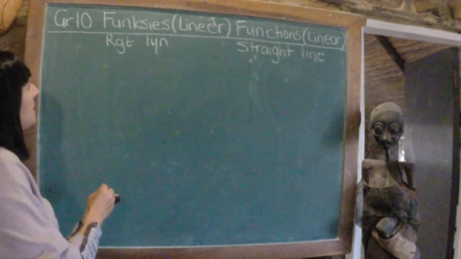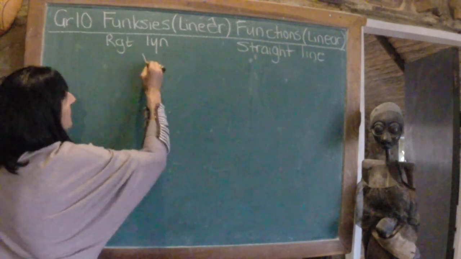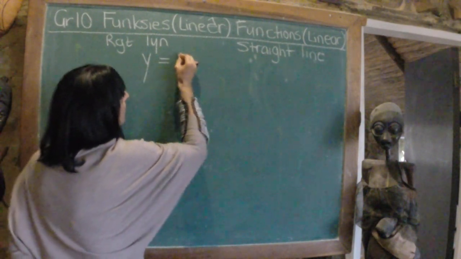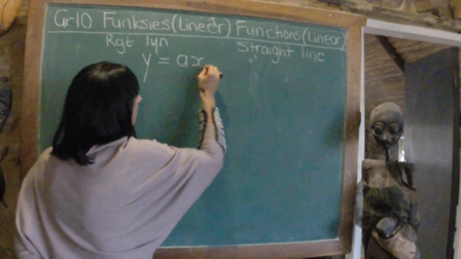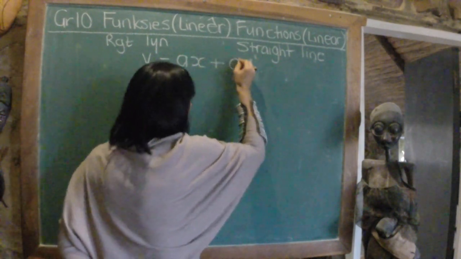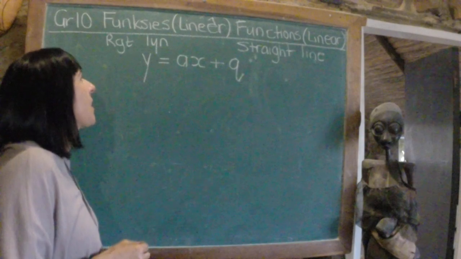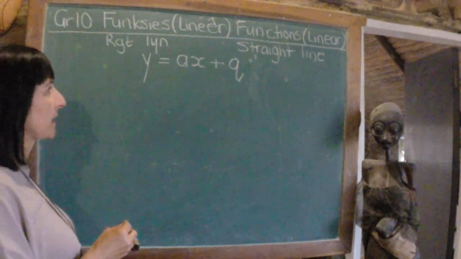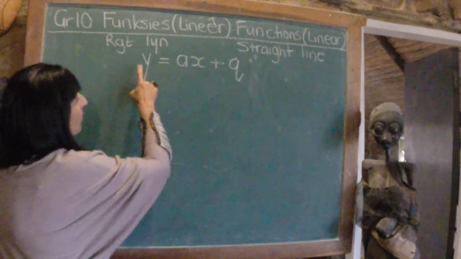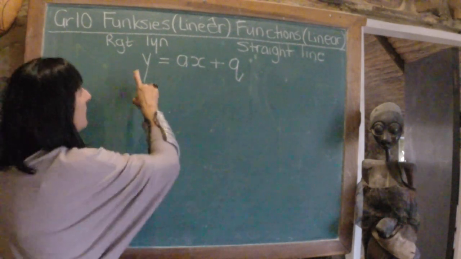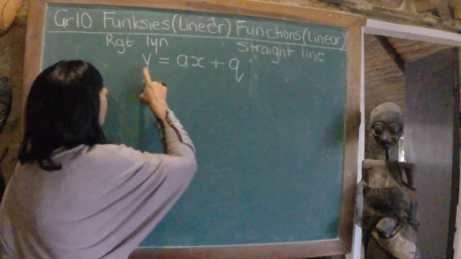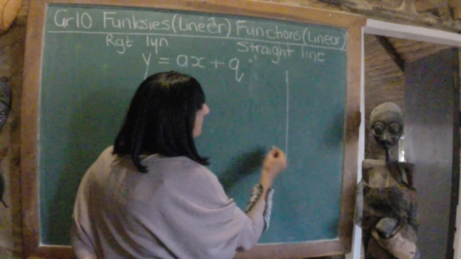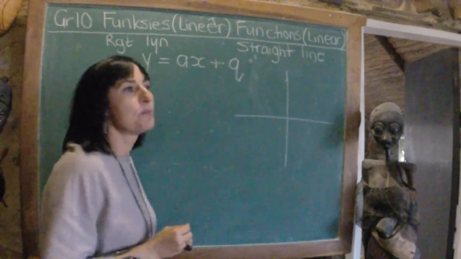So the standard equation for a straight line graph is y equals ax plus q. Dis die standaard vergelyking. Nou kom ek verduidelik vir jou elke liewe ding binne in hierdie vergelyking. X en y is die punte wat die reguit lyn teken.